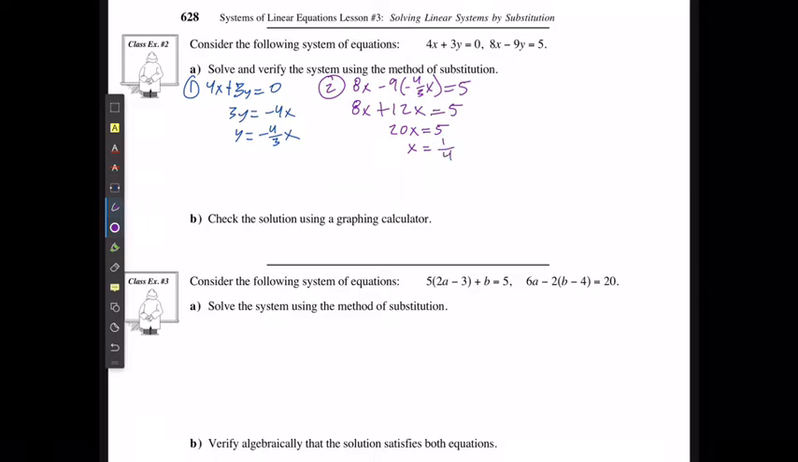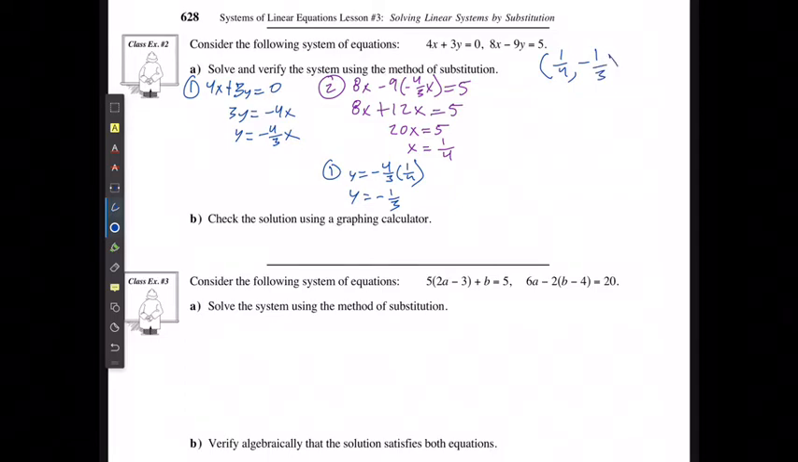Once I have that, I'm going to put it back into my original equation, and I'm going to state that if y is equal to negative 4 over 3 times 1 over 4, then y is going to equal negative 1 over 3. And I have my solution. 1 over 4 and negative 1 over 3.